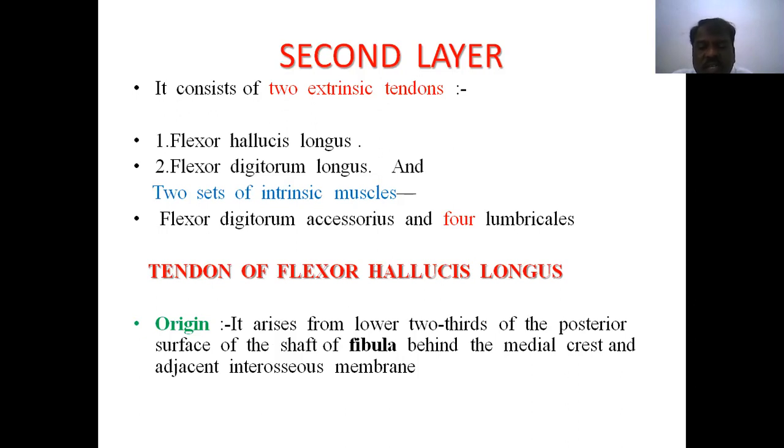It is a deeper muscle of the leg, in the posterior compartment of the leg muscles. When you remove the superficial muscles like the gastrocnemius, soleus, and plantaris, then we can identify the flexor hallucis longus muscle. It takes origin from the lower two-thirds of the posterior surface of the shaft of the fibula, there in the leg region.